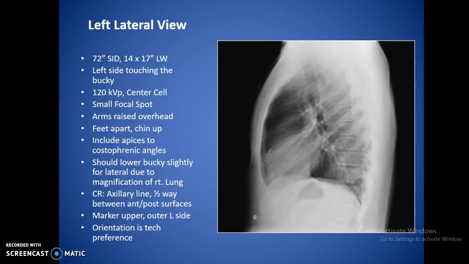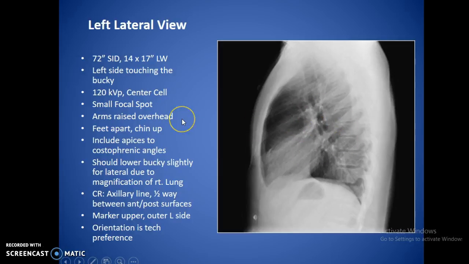Lateral view of the chest, it's always going to be left lateral. The heart's more on the left side, so we want to detail that by putting that closer to the bucky. Most of the stuff is the same here, except we are going to use center cell as opposed to outer cell. The lungs are right in the middle, so we want to put the cell right in the middle of the lung field. If we put it on the outside, like on the PA chest, then you end up hitting air and a little bit of bone. So this way we stay right in the middle of our image.